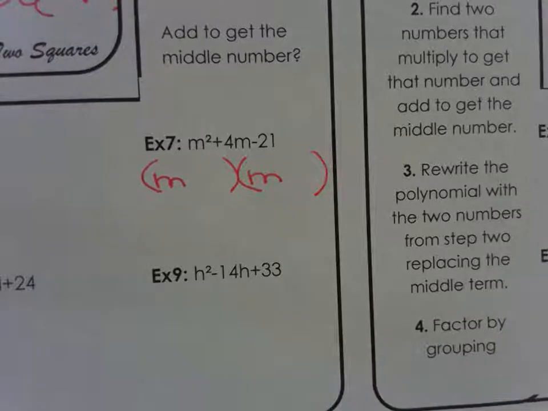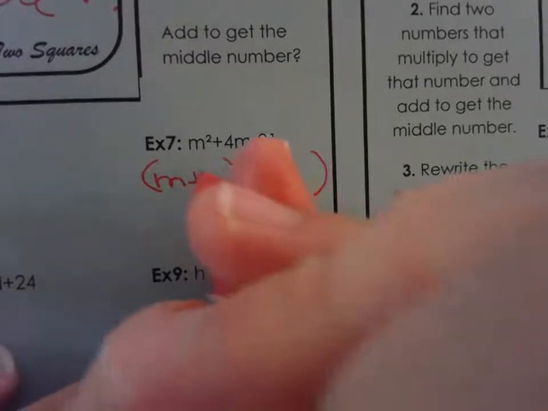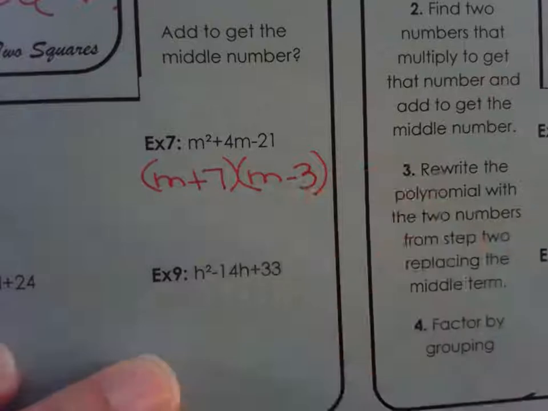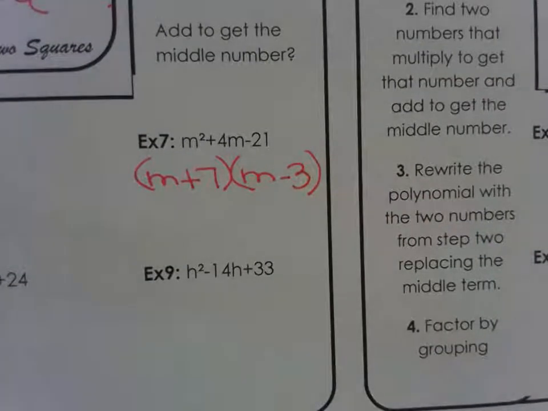Negative 21. And add to give me 4. So what are some numbers that multiply to give me negative 21? Negative 7 and 3. Yep, 7 and negative 3. It has to be a positive 7 because it has to add to get me a positive 4. So positive 7 times a negative 3 multiplies to give me negative 21, adds to give me 4. And is this factored? Is it two things being multiplied? Yes, so it is factored. So that's your final answer.